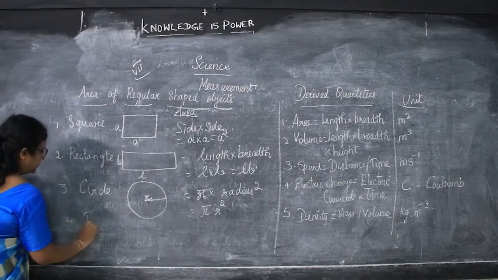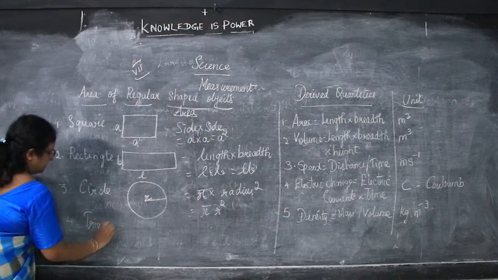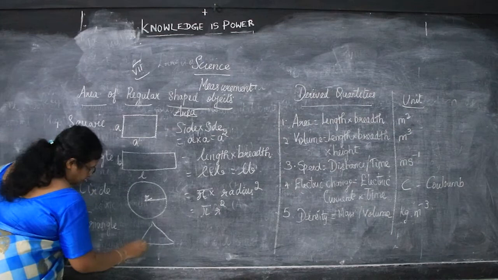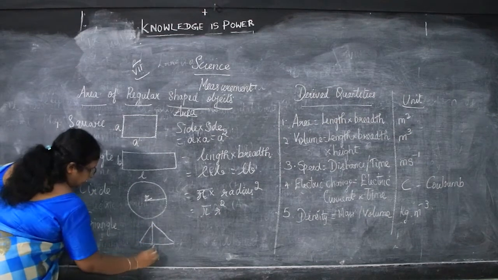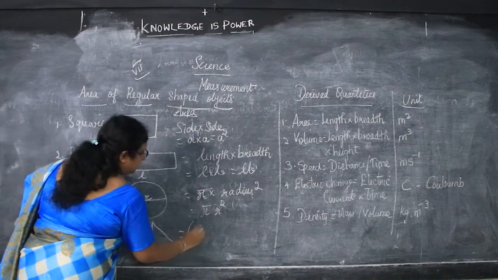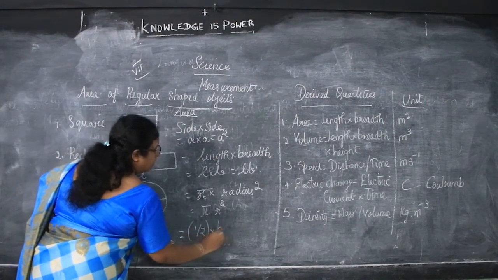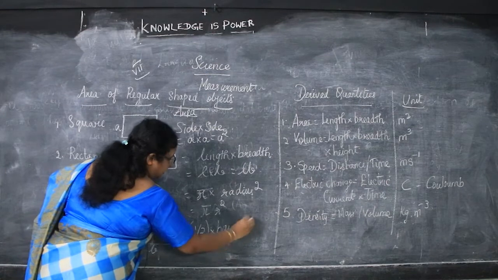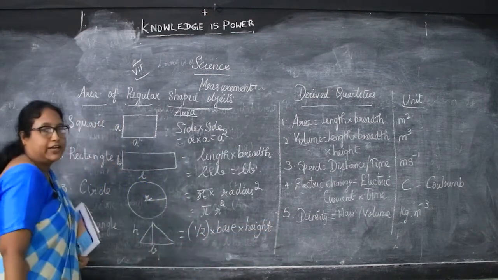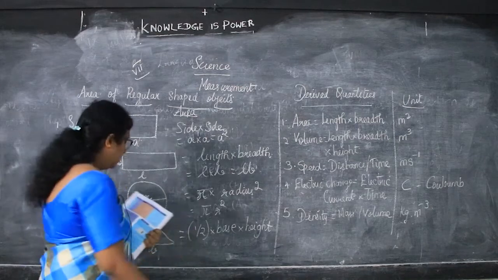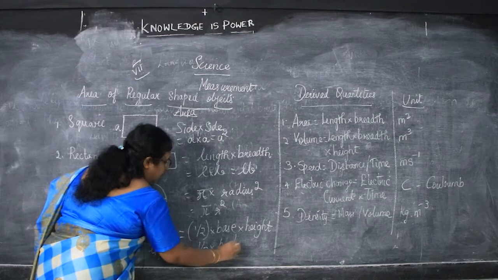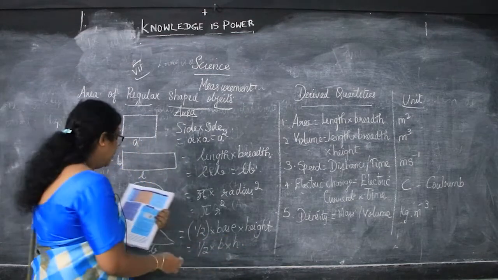Now triangle. So the area of the triangle is half base and height, that is half into base into height. Yes, half into base into height. That is half into B into H, that is half BH.